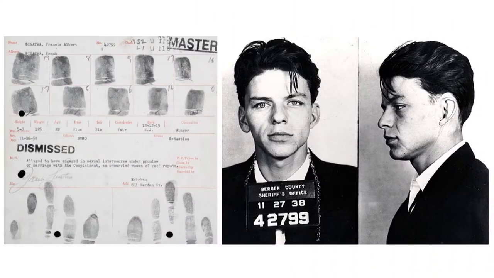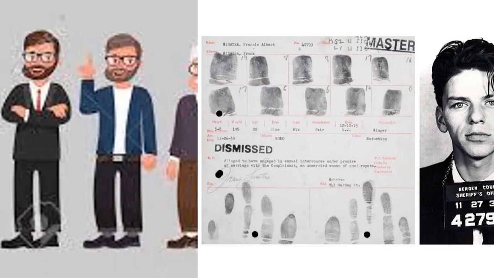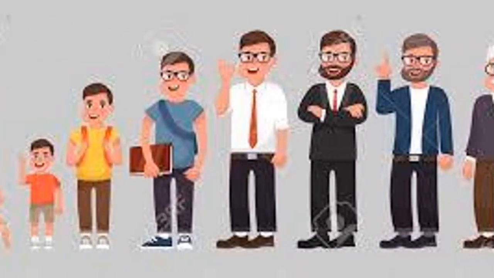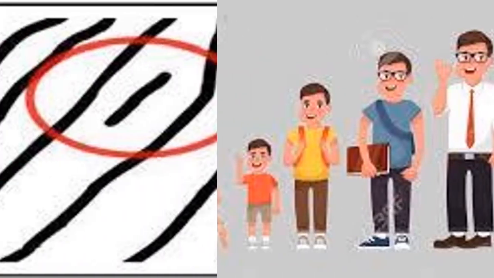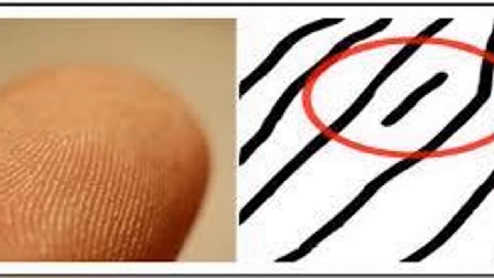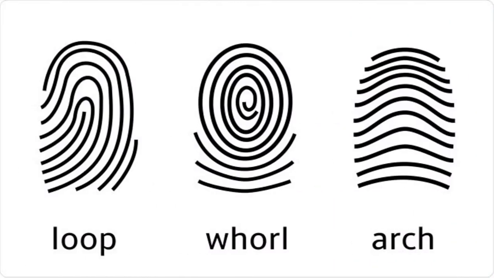An important reason why forensic specialists trust fingerprints as a method of identification is that your fingerprints are unique to yourself and they don't change, even as you age. Fingerprints consist of many ridges, called friction ridges. These ridges create patterns on your fingertips which fall into three categories: loops, whorls, and arches.